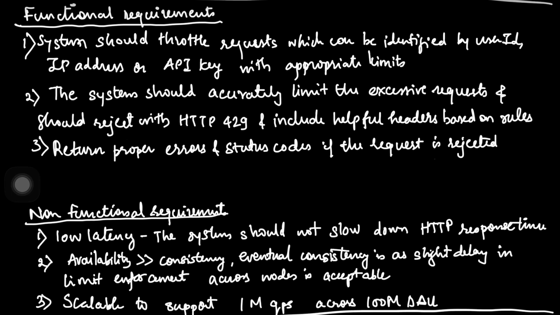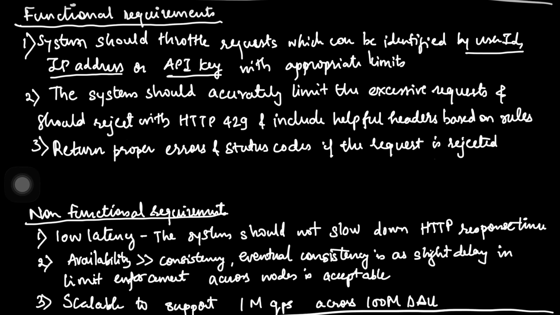We start by gathering our functional requirements. These are basically the must have things for our system. Firstly, the system needs to throttle the requests that can be identified by three main keys, which are a user ID, an IP address, or an API key. Depending on whether our user is logged in or anonymous, we need to apply the appropriate limits.